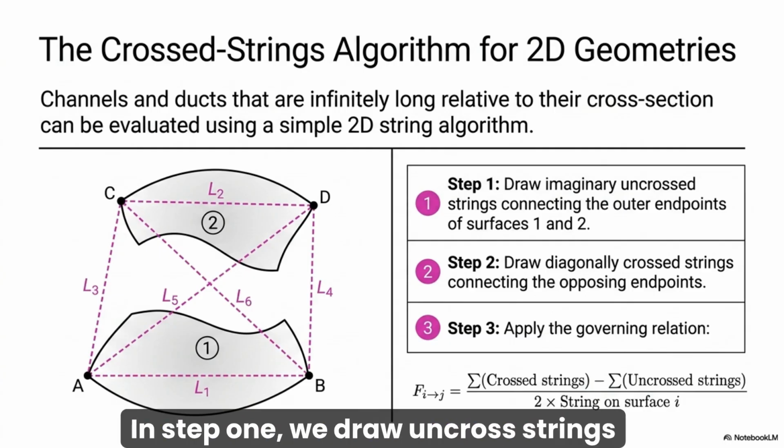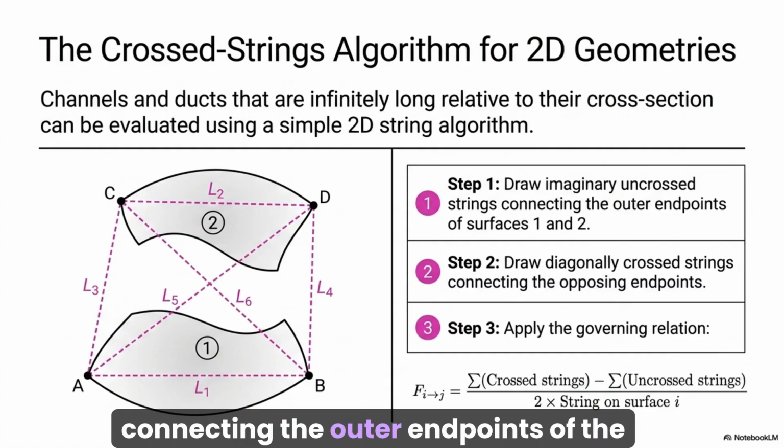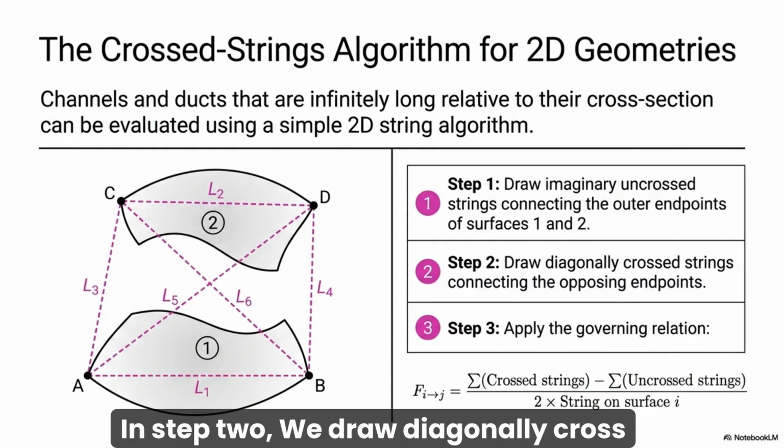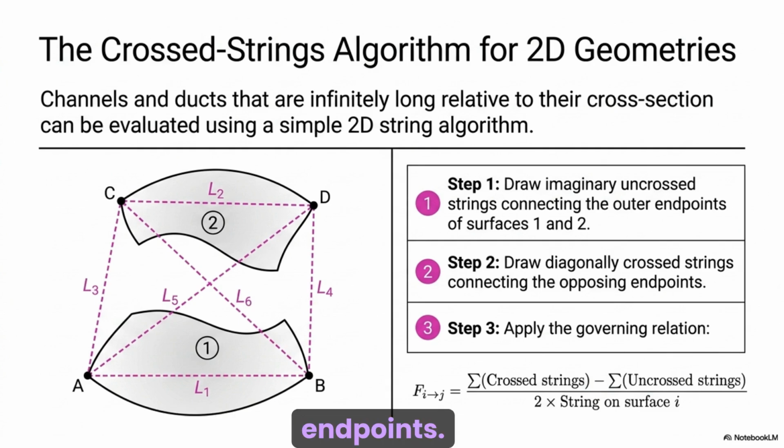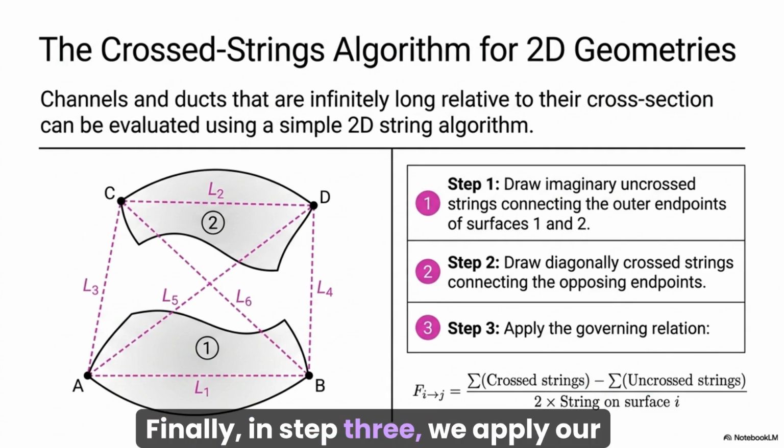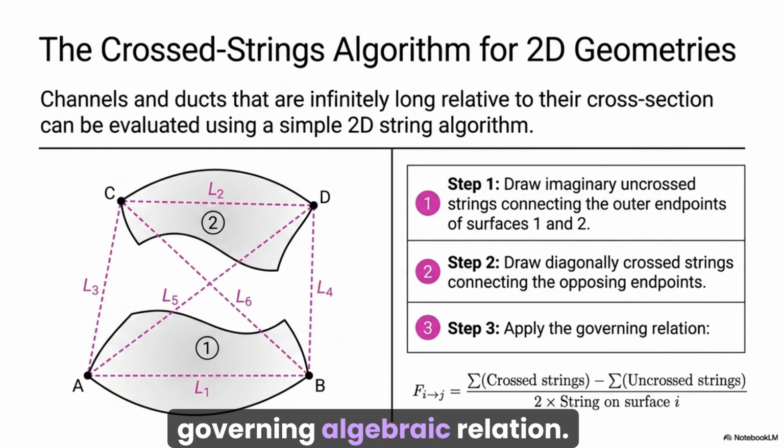In step 1, we draw uncrossed strings connecting the outer endpoints of the 2 surfaces. In step 2, we draw diagonally crossed strings connecting the opposing endpoints. Finally, in step 3, we apply our governing algebraic relation.